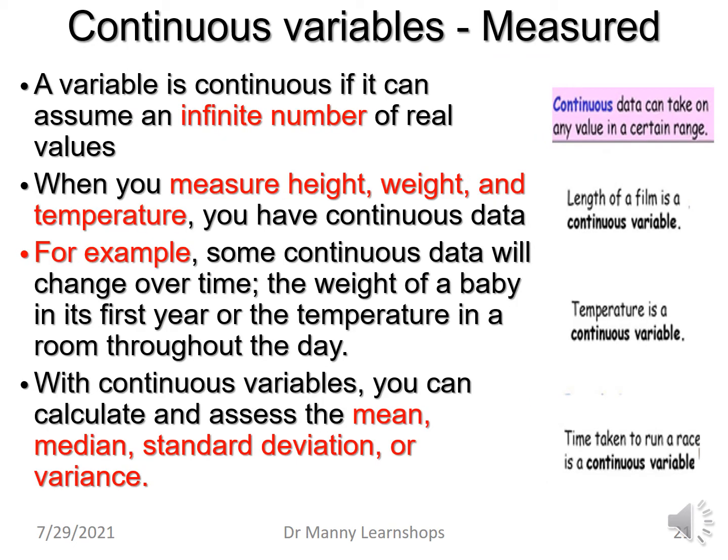Continuous variables are measured, and a variable is continuous if it can assume an infinite number of real values. When you measure height, weight, and temperature, you've got continuous data. For example, some continuous data will change over time: the weight of a baby in its first year of life, or the temperature in a room throughout the day. With continuous variables, you can calculate and assess the mean, median, standard deviation, or variance, which we'll be looking at as we go through this course.